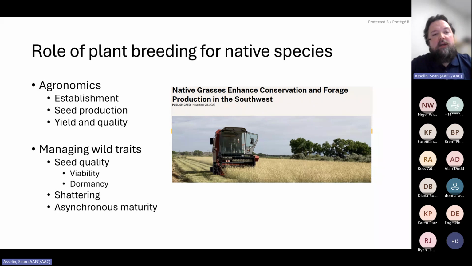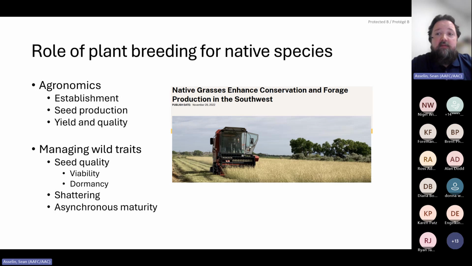Okay, and now going on to some of the traits after adaptation, there are some agronomic traits that we do select for in native species. This is primarily to meet some of the agronomic challenges with the harvesting and distribution of native plants. Big things that we look at are establishment, seed production, and in the context of forages, yield and quality, as well as the managing of wild traits.